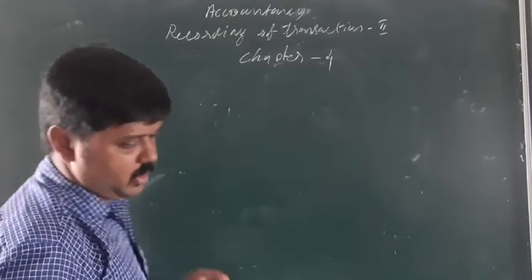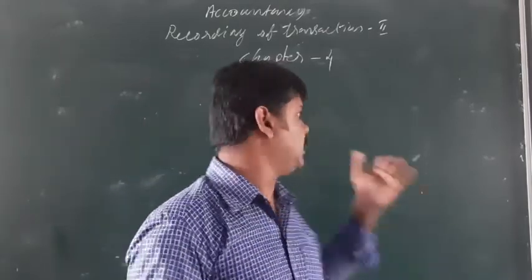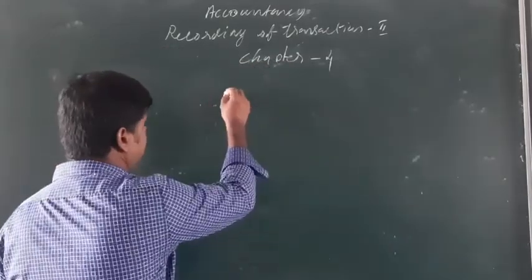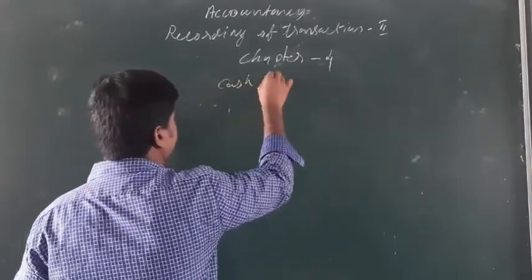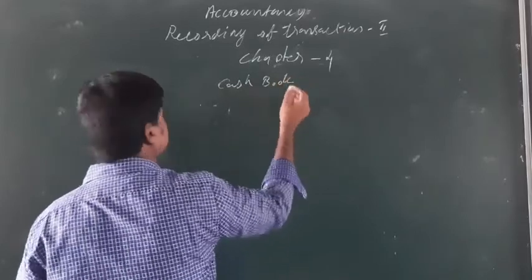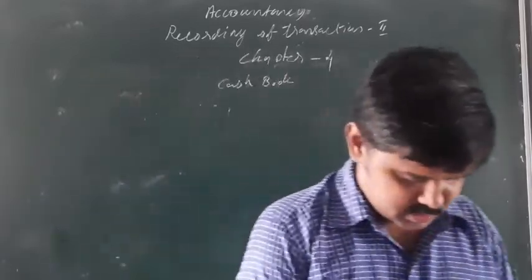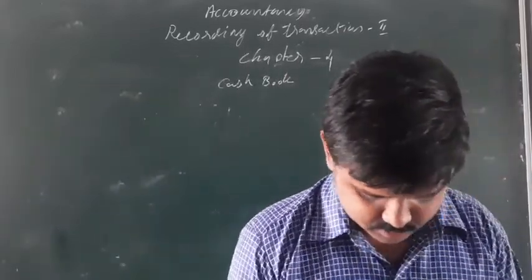Today we are going to see accountancy, recording of transactions, video number 29, chapter 4. Here we continue with the single and double column cash book together. I need one example. So, cash book: how to record in the cash book. Here one simple question is there.